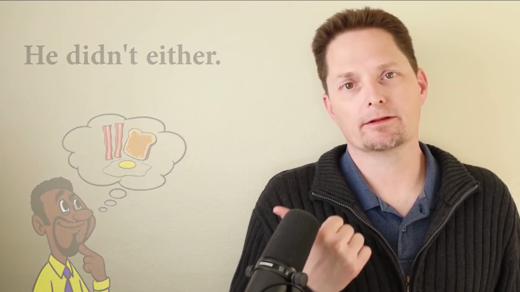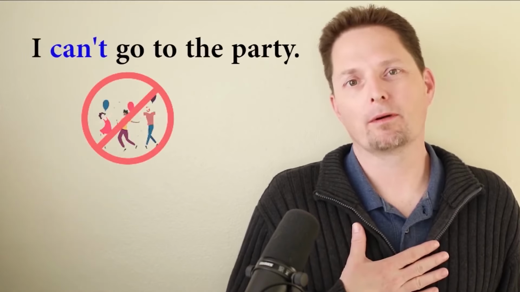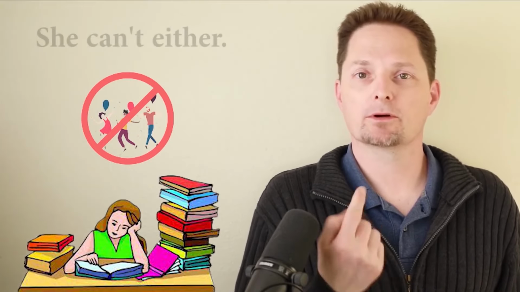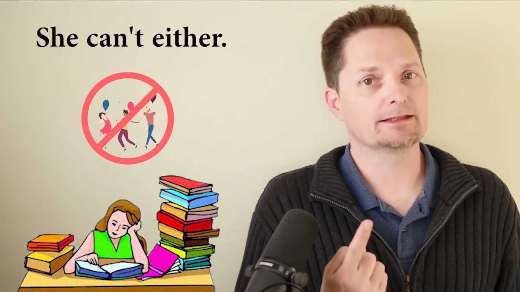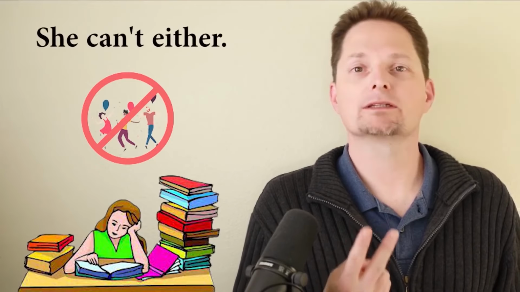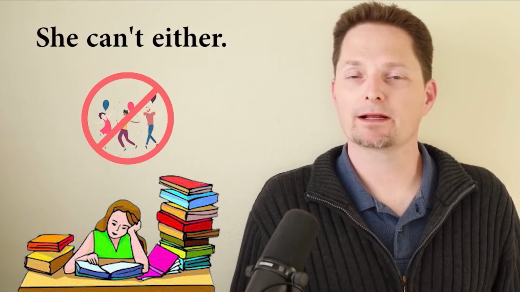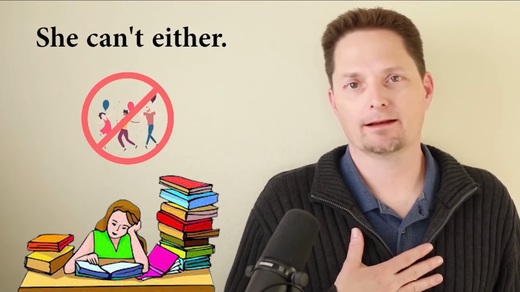I can't go to the party, and she can't either. You can say neither can she, but it's more difficult. Use the person, she, the negative, can't, plus either. She can't either. So example again, I can't go to the party tonight, and she can't either.